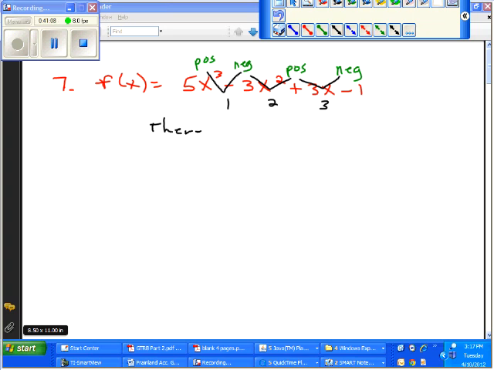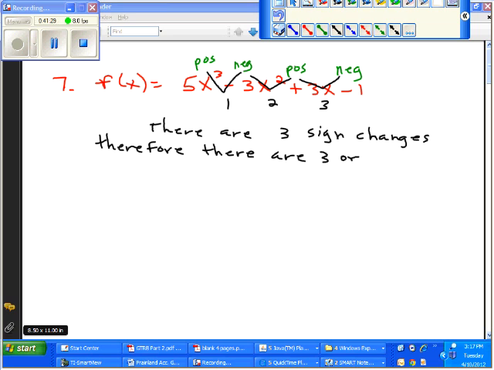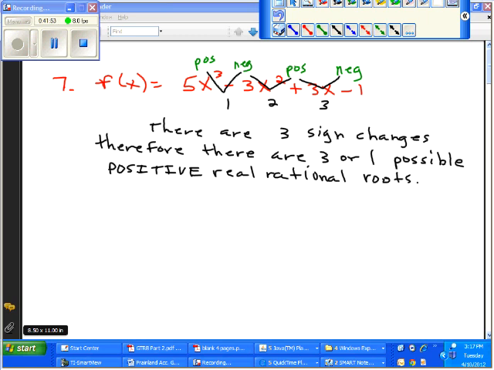So we say there are 3 sign changes. Therefore, there are 3, or remember we lose them in groups of 2, so 2 less than 3 is 1. 3 or 1 possible positive real rational roots. Okay?